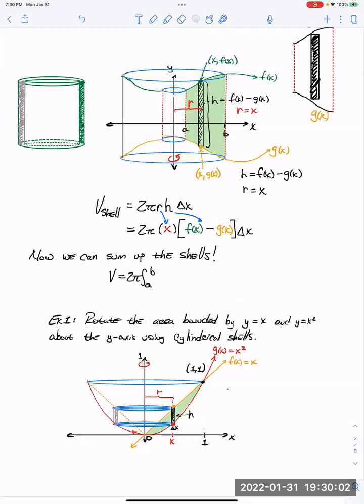So a to b is this piece here. We'll put that right there. And then it'll say x, so x is basically your r value in this case. It's not always going to be x though. And then it's f of x minus g of x dx.